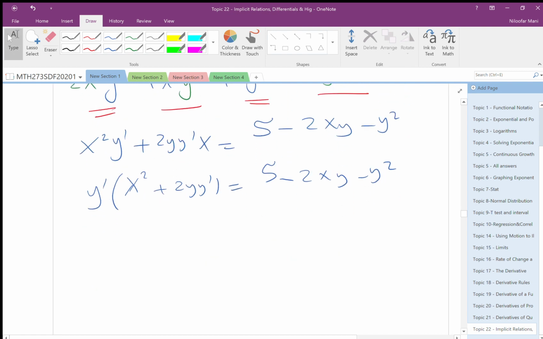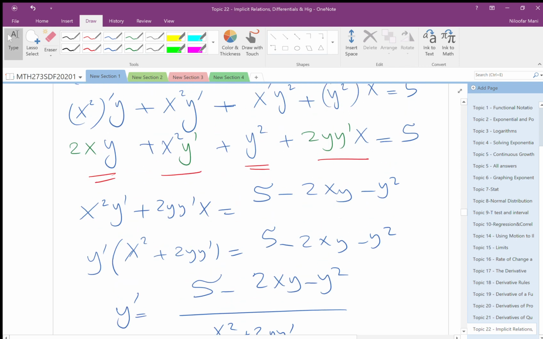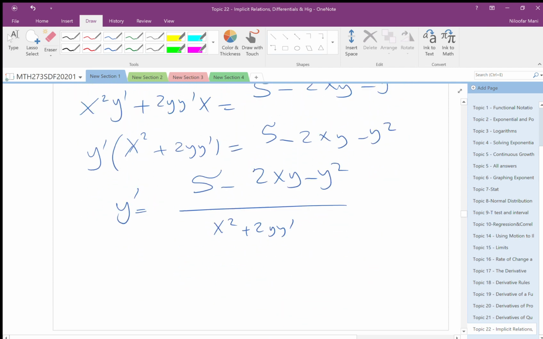Okay, so then you do y prime equal 5 minus 2xy minus y squared divided by x squared plus 2x. Okay, so whatever has y prime one side, whatever doesn't have the other side, and then you factor y prime and then you solve for y prime. Okay, so this is the answer here.